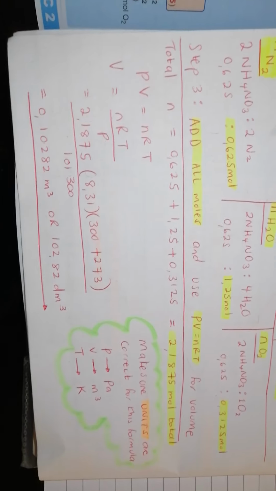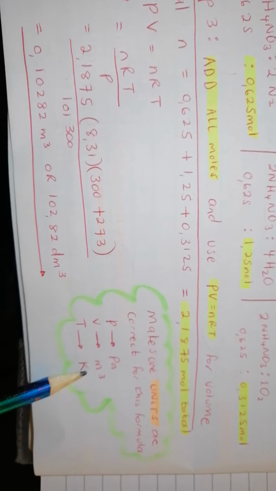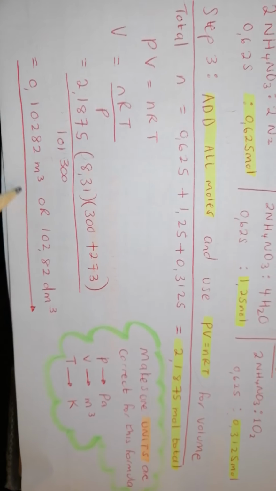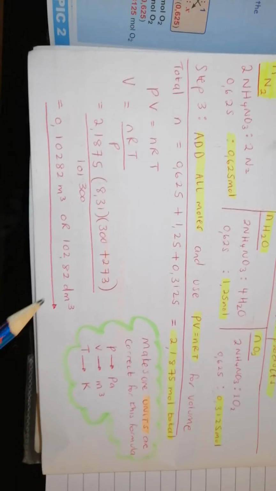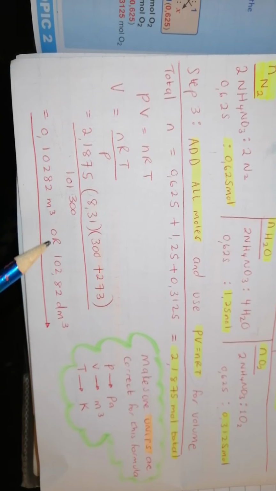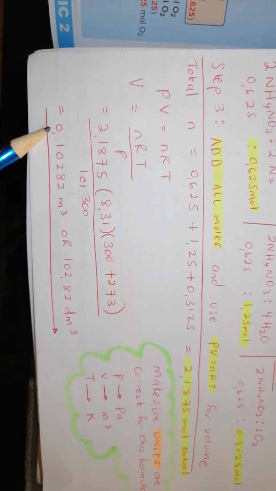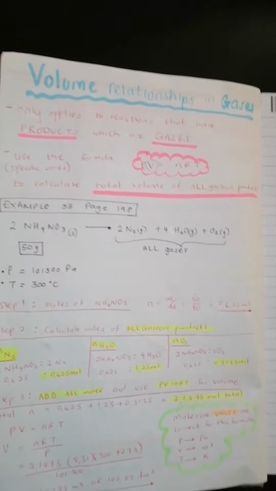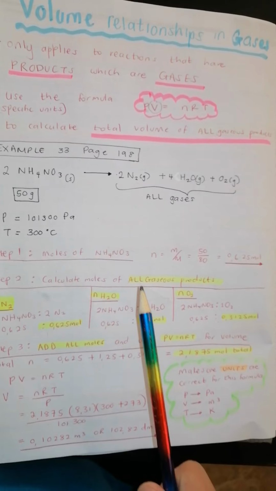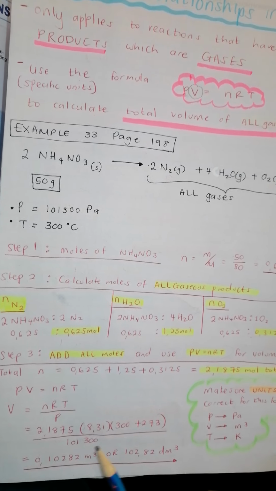Normally, volume is calculated in decimeter cubed, but for this formula, volume is in meter cubed. So the answer you're getting here is in meter cubed, and if you want to convert it to decimeter cubed afterwards, you can multiply it by 1000. But this step for decimeter cubed is not necessary because volume is in meter cubed for this reaction, so you can just leave it as it is. And this is basically it. You're going to use normal stoichiometry for this section. The only difference is that once you work out the moles of all your products, and only products that are gases, you add them and use PV = nRT to calculate the volume of all of those products.